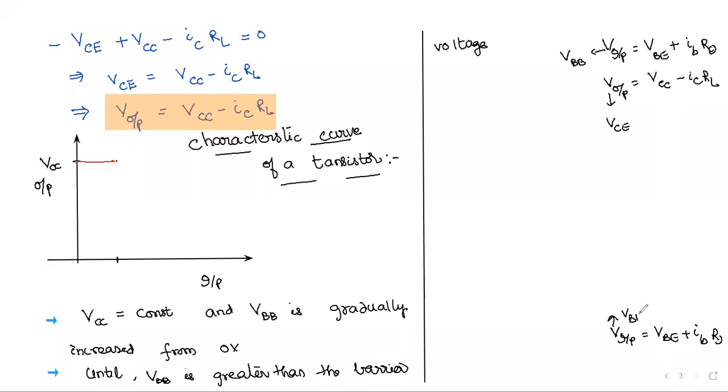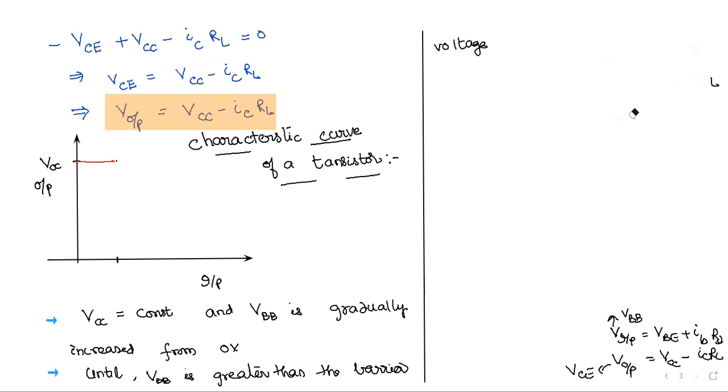This is VBB and this is V output, VCE, which is equal to VCC minus IC into RL. Okay, now I can erase here. The output voltage: if the biasing voltage is such that IB equals 0, that implies IC is equal to 0, which implies V output is equal to VCC, that is constant.